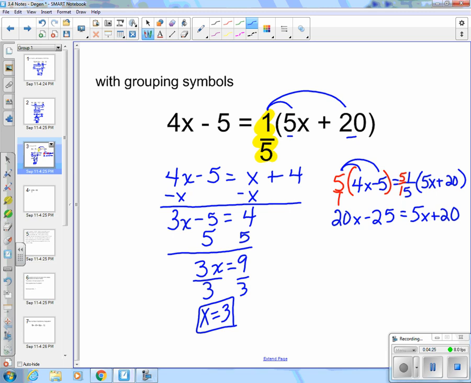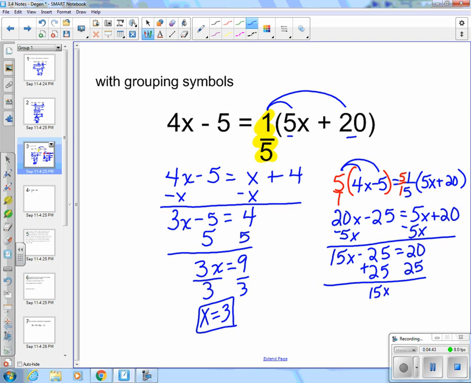And you can still get to the same answer by subtracting your 5x on both sides and have 15x minus 25 equals 20. So add your 25 on both sides and have 15x equals 45. And when you divide by 15 on both sides, you get x is still equal to 3. Numbers are larger because you had to do multiplication, the distributing of that 5 to the 4x minus 5 in the grand scheme of things. Both ways are correct.